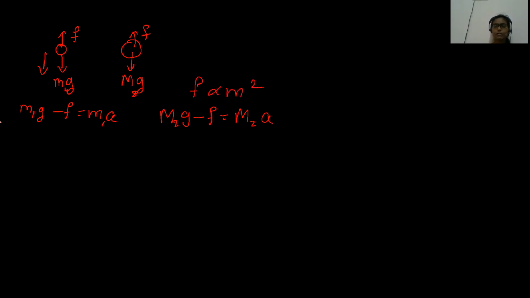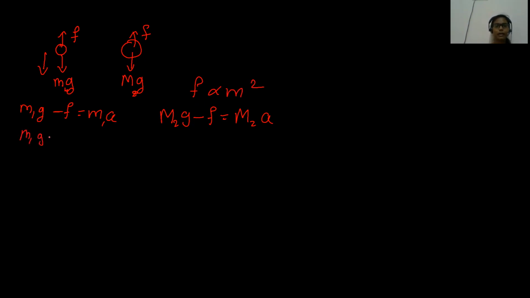For the first block, you write the free body diagram. Let us take M1 and this is M2, or capital M1, you can use your wish. So for the first block, because it is falling down, M1 g minus F is equal to mass times acceleration. Similarly, for the second block, you can write M2 g minus F is equal to M2 a. This is the condition, right children? And in the question, they have given that the frictional force is proportional to the square of the mass.